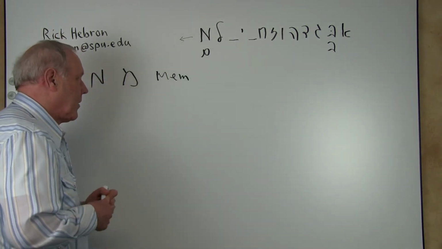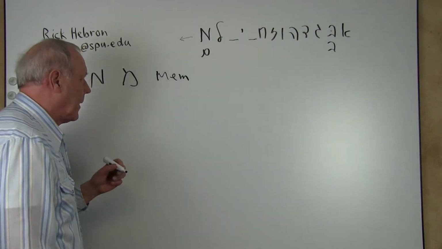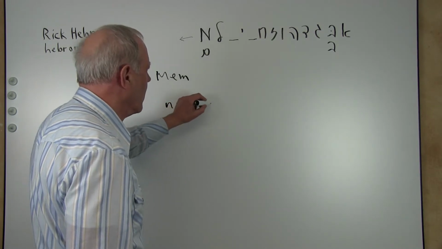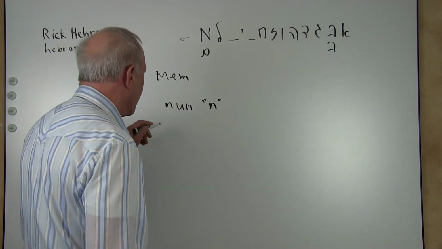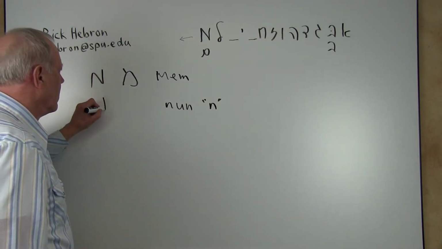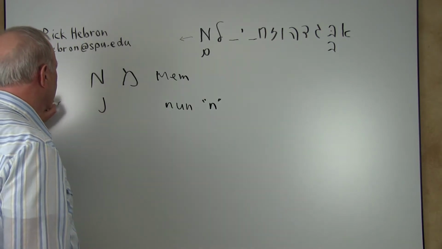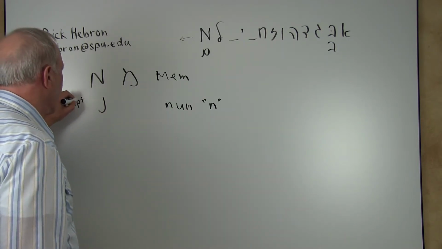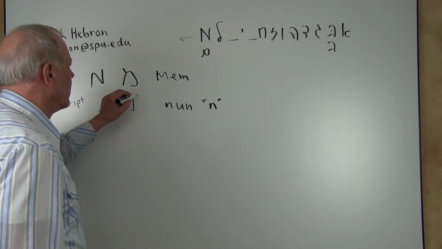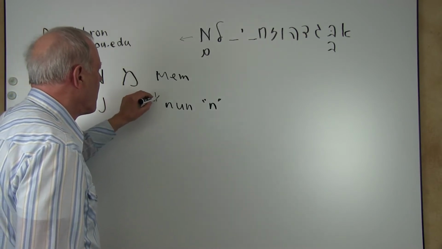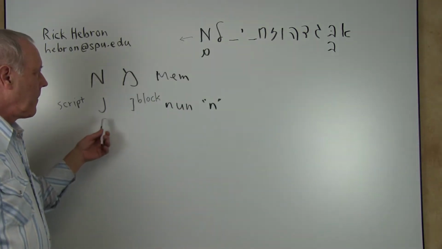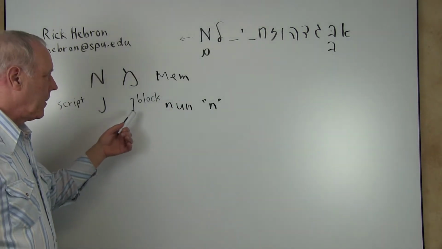This week we're going to learn two letters. We'll get credit for one. We'll learn nun, which has the sound of n. The script nun looks like that. The block nun looks like that. And in modern Hebrew classes, we use script. In biblical Hebrew classes, we use block.